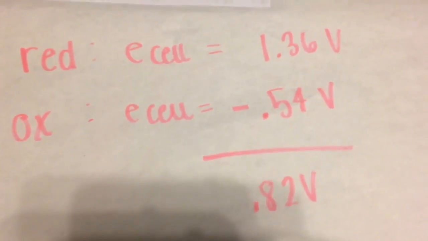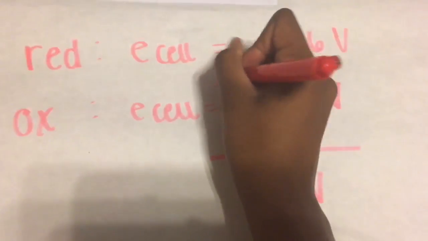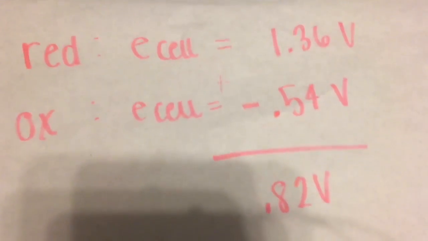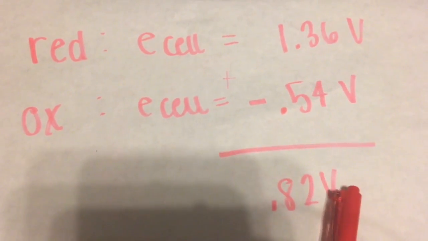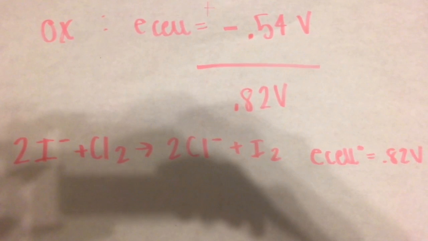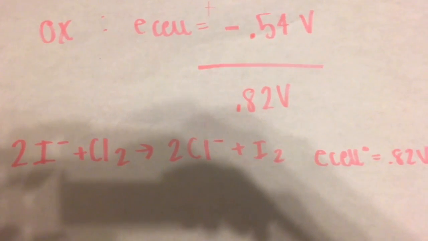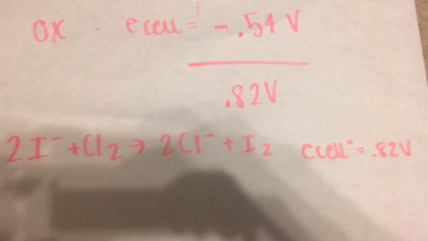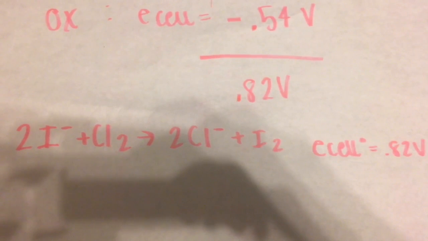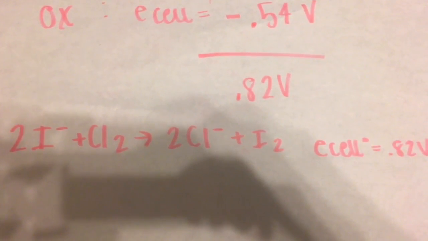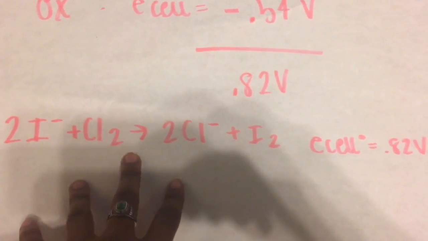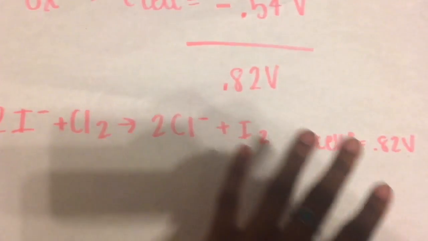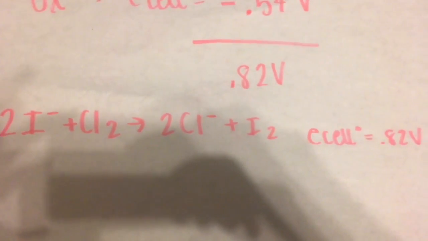So we just go ahead and add these values together. I'll put a little addition sign right there so we can remember. And then the sum of these two is 0.82 volts. So basically all of this work helps us find the E cell, or the voltage that this reaction would produce. So here we have the ionic equation of the anode and the cathode and the volt that they would produce.